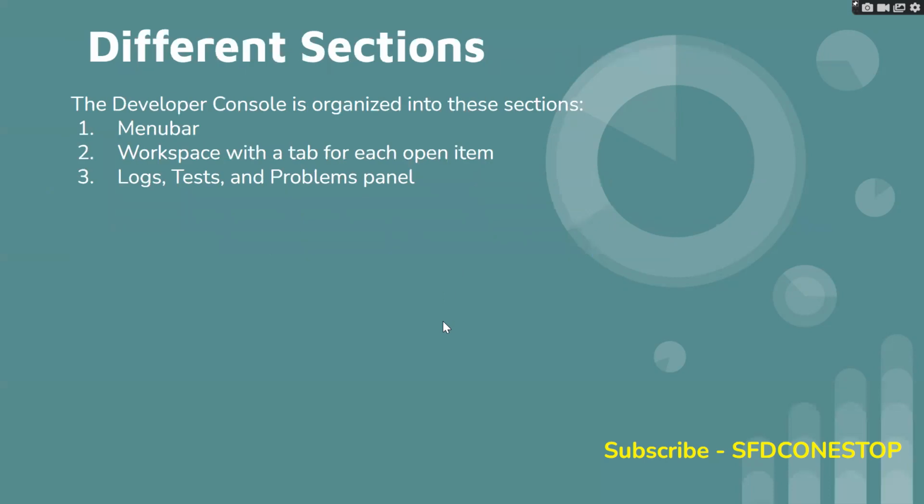So there are different sections in the developer console. We have the menu section, which is on the top. Then you have the workspace tab, the middle section, which you can also call the source code editor. Then you have different sections at the bottom. So you have three sections: top, middle, and the bottom section.